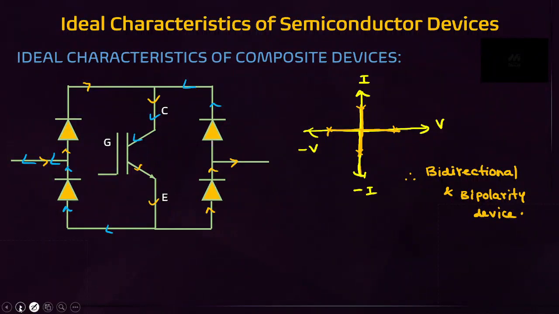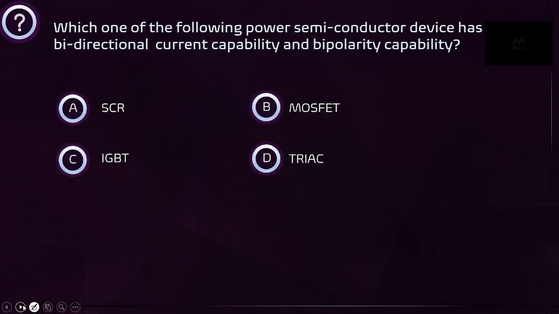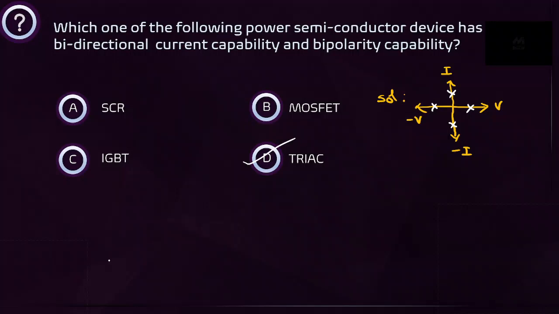There is one more fundamental concept with respect to devices. Before starting that, you'll see one or two simple questions. Which one of the following power semiconductor devices has bidirectional current capability and bipolarity capability? That is bidirectional and bipolarity, students. What is the answer? Bidirectional and bipolarity means it blocks both polarities and allows both directions. Which device can allow both directions and block both polarities? That is the triac, students.